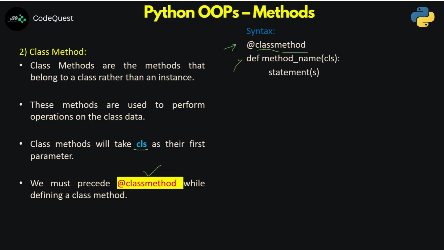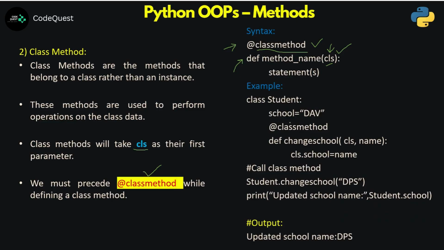Now while defining the class method, I am writing def followed by the method name, and here the first argument is taken as CLS. It is compulsory, so the first argument has to be CLS. At the same time, when I am defining that method, before that method I should proceed with the decorator, that is nothing but your classmethod.